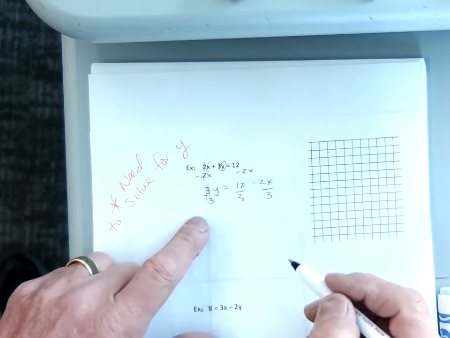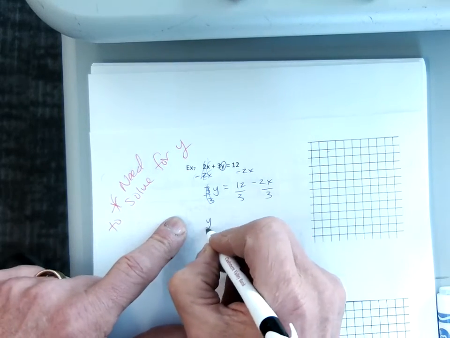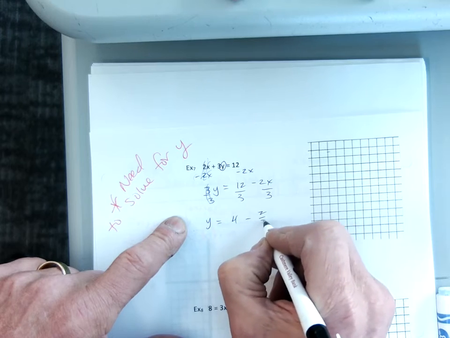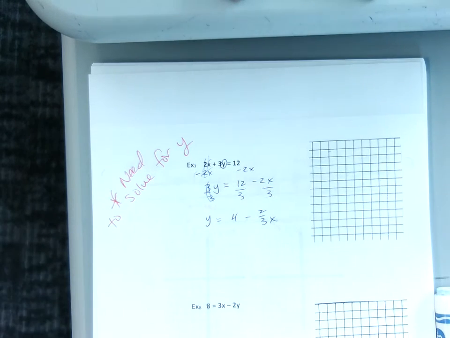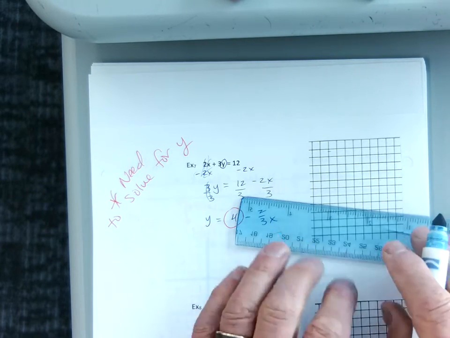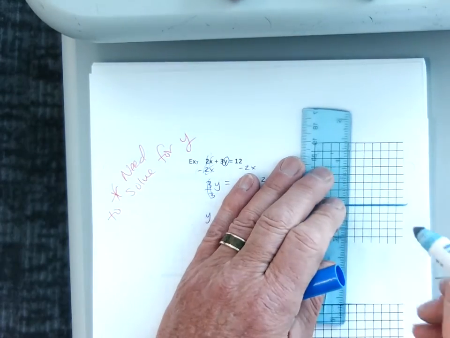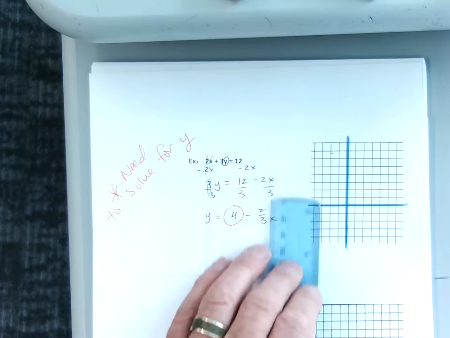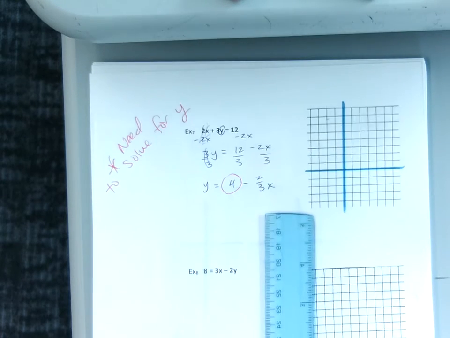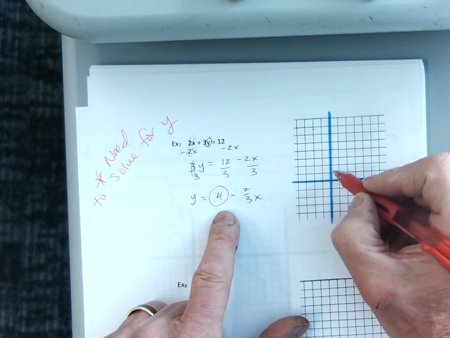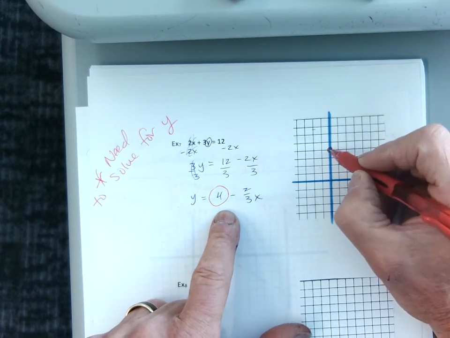So let's see what we have. Y equals 4 minus 2/3 x. All right, I can graph this. I've got my starting point at 4 and my slope of negative 2/3. I'm going to go ahead and put in my x-axis and my y-axis. And I'm going to start up at 4. Let's see, 1, 2, 3, 4.